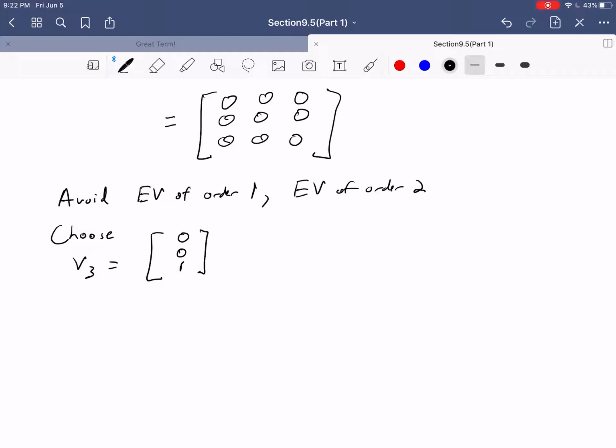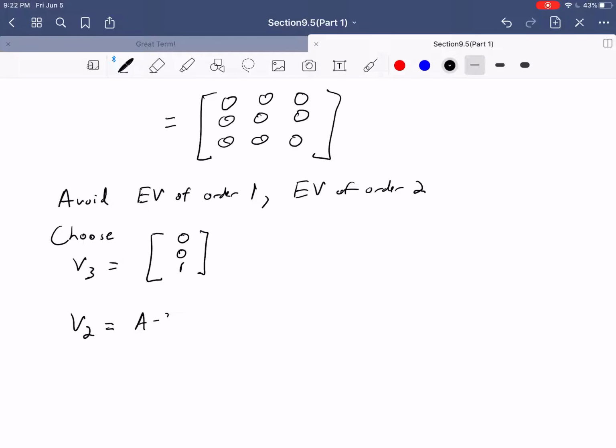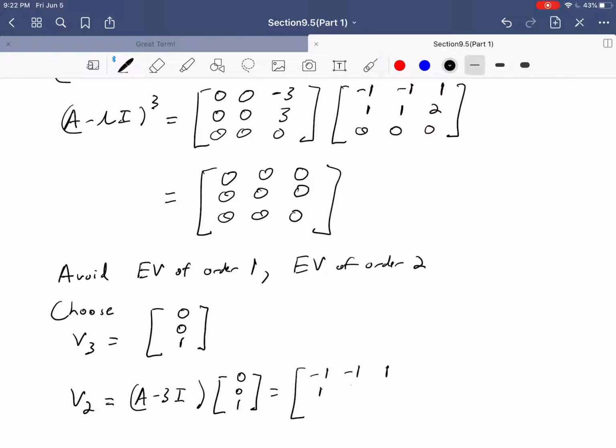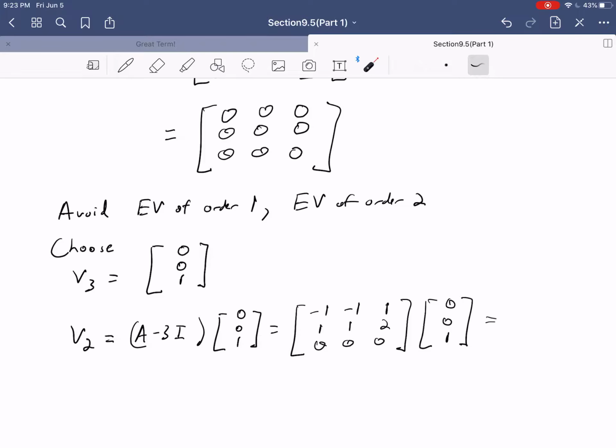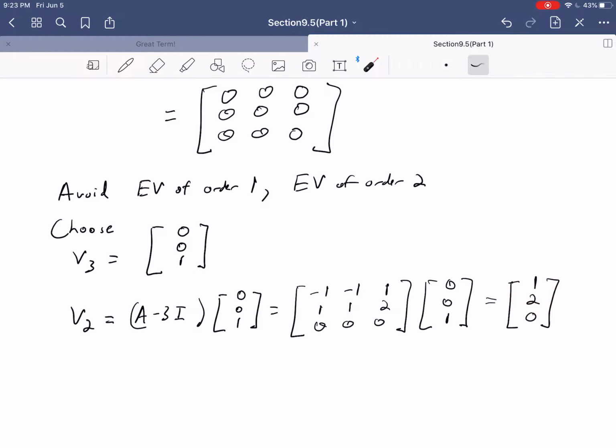Now we can go ahead and build our chain. How do we do that? Well, V2 has got to be (A minus lambda I), so (A minus 3I), times (0, 0, 1). Well, what is A minus 3I? It's our matrix up there. It's minus 1, minus 1, 1, 1, 1, 2, 0, 0, 0, and let's multiply that with (0, 0, 1). Okay, what do we get here? Well, we get this times this, that gives us a 1. Then we get this times this, which gives us a 2. And then we get this times this, which gives us a 0. So we're claiming that if we choose this to be our order 3, this is our order 2. Does this fit the format for order 2s? Yep, (W, Z, 0), and we're saying W should be 1, Z should be 2.